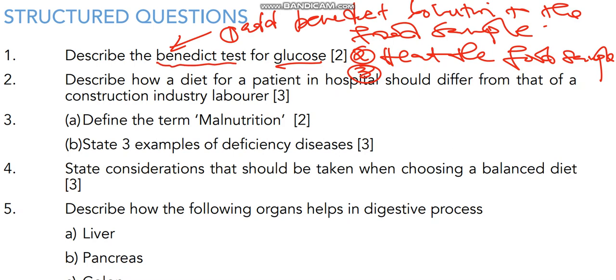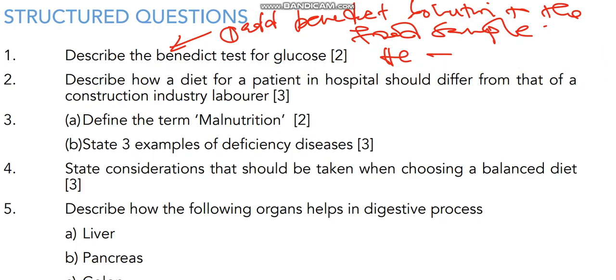Okay, moving on to the next question. I hope you are sitting on this one. Let me erase some of the things here. All right, the next question says, describe how a diet for a patient in hospital should differ from that of a construction industry laborer.